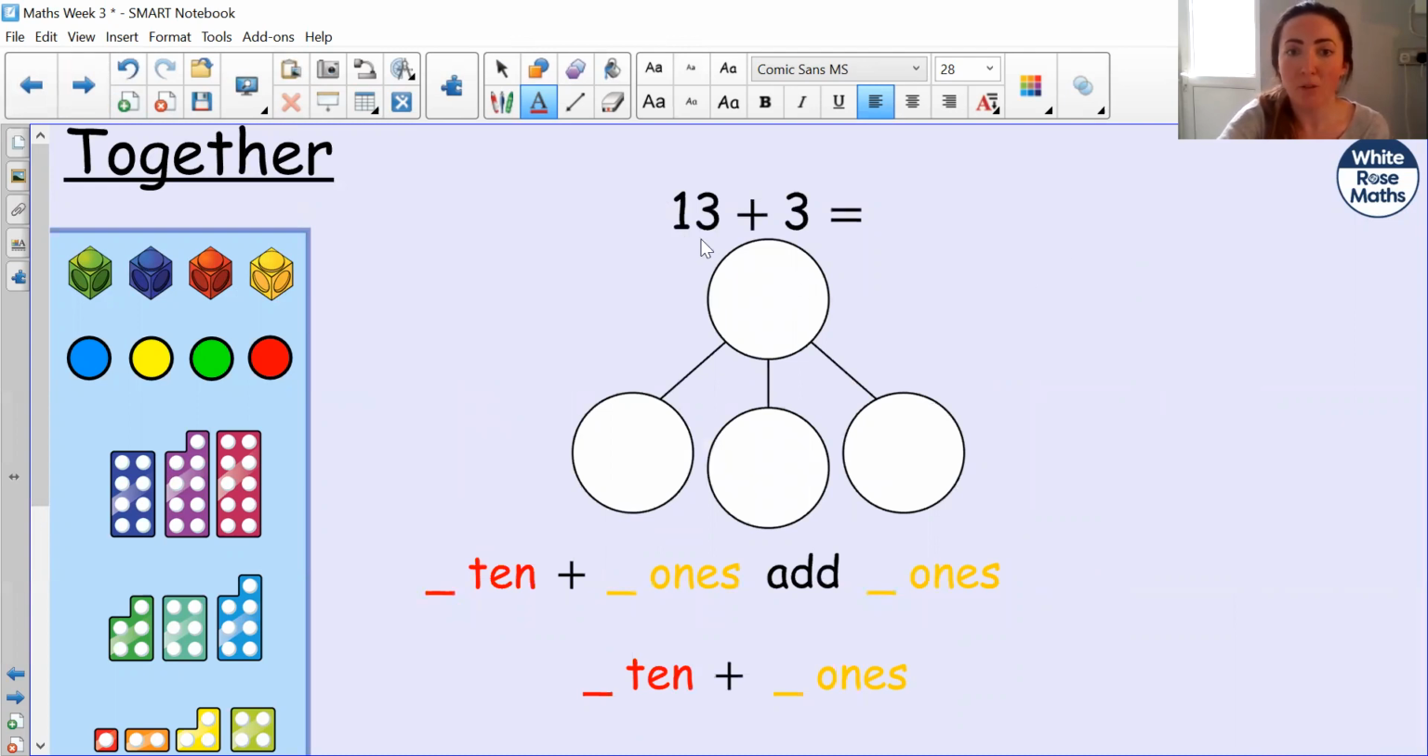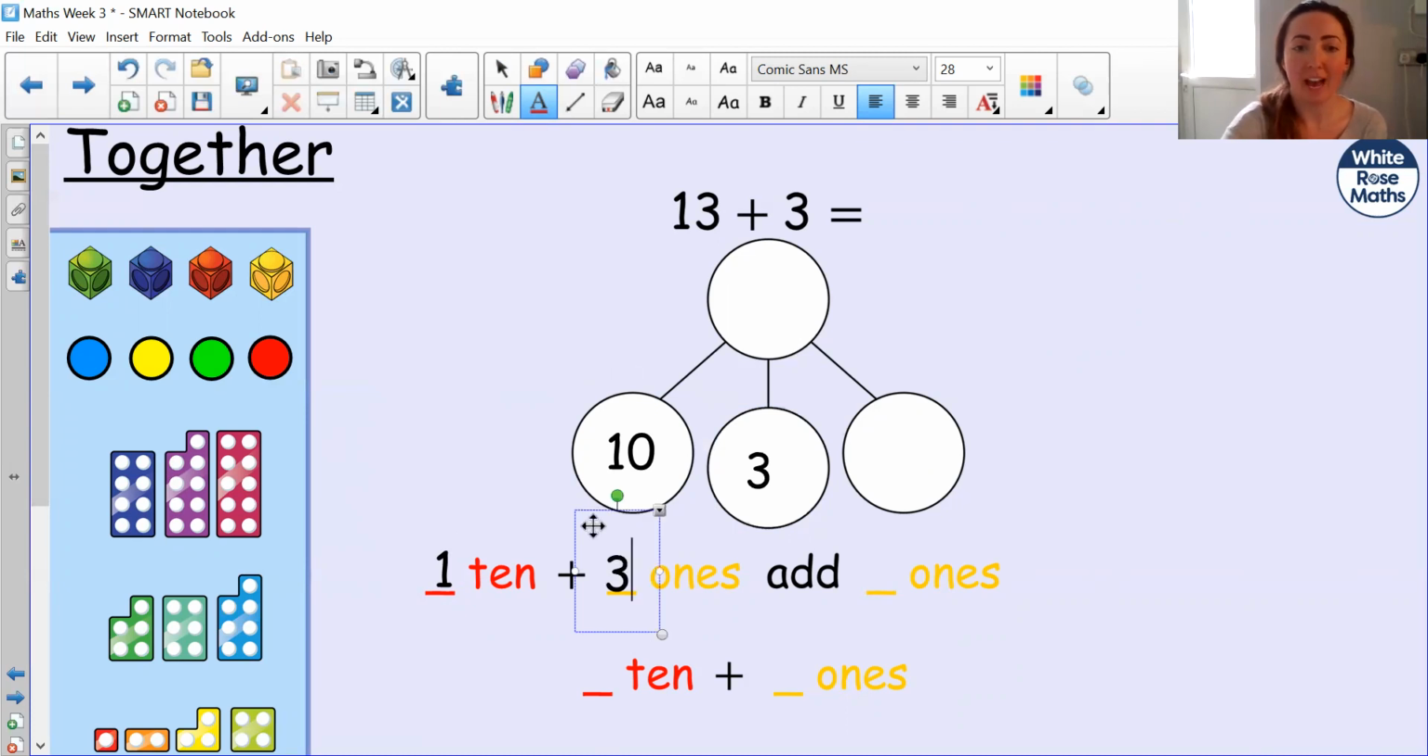So this time we're working out 13 add 3. So we need to do the same as we did last time. We need to break up the number 13 into 10s and 1s. So how many 10s are there in 13? 1 10, or 10. There's 1 10 in 13. And then how many 1s? That's right, 3 1s.